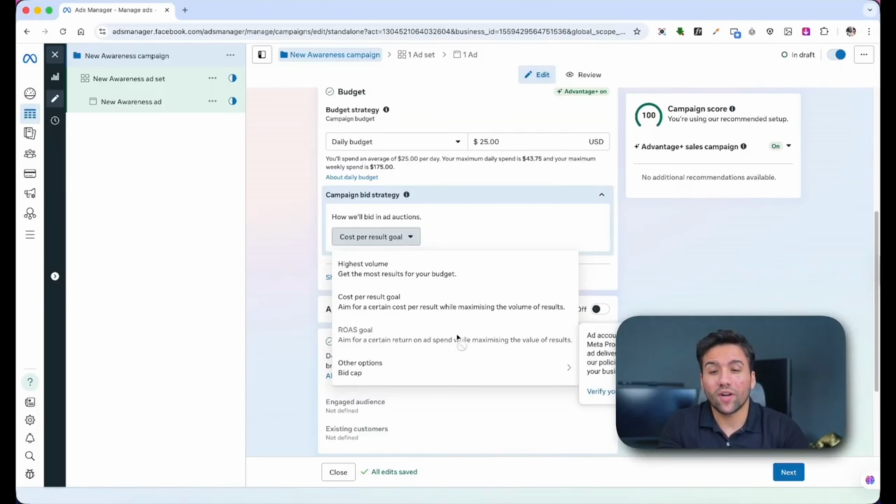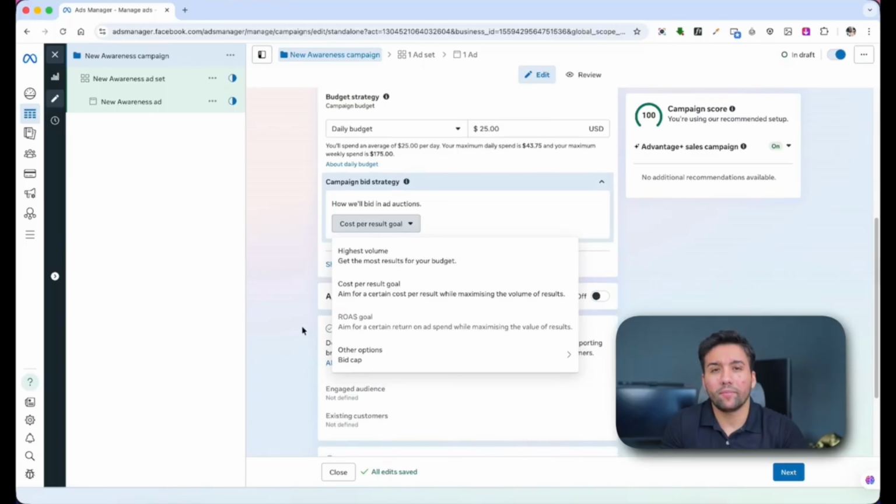The next one is ROAS goal, return on ad spend. What this does, Facebook aims for a certain return on your ad spend while maximizing the value of your results. This is best for e-commerce stores or campaigns focused on revenue, not just the number of results. For example, if you want $5 back for every $1 spent, Facebook will try to target people likely to spend more. So, other options: bid cap.